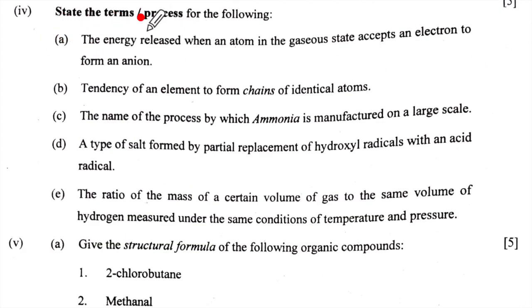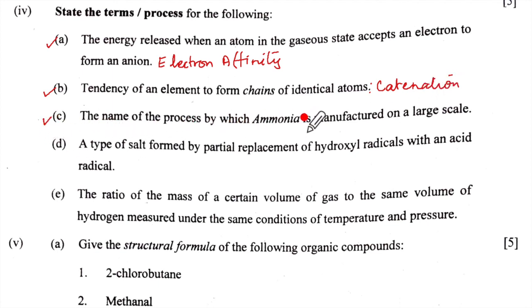We have state the term or the process. The first one, energy released when an atom in the gaseous state accepts the electron to form the ion. This is electron affinity. B, tendency of the element to form chains is typical for carbon, which is called as catenation. You have to know your definitions by heart for this. The name of the process by which ammonia is manufactured on large scale, this is Haber's process.